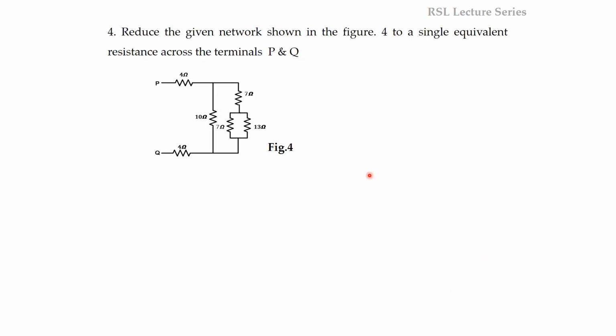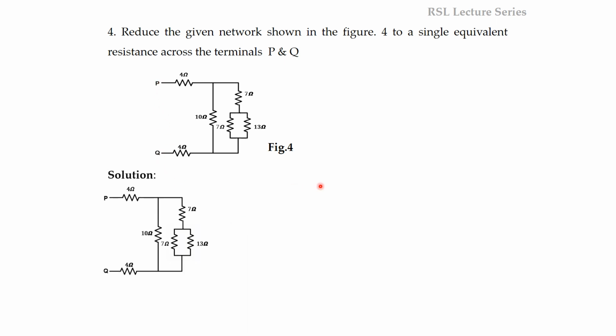So next one, reduce the given network shown in figure 4 to a single equivalent resistance across the terminals P and Q. So this is also a similar problem. So we have to find out the equivalent resistance across the terminals P and Q. If we want to find the equivalent resistance from these two terminals, then we have to start solving from the opposite direction. So in this case we have to start solving from here. We should not disturb these 2 points.